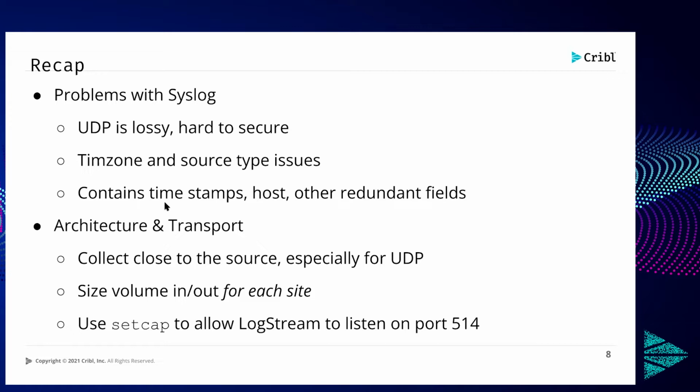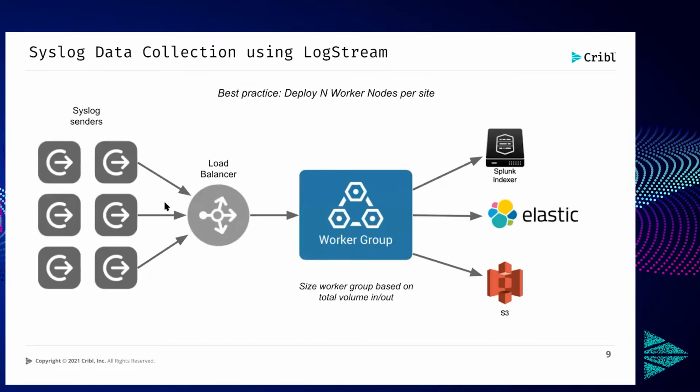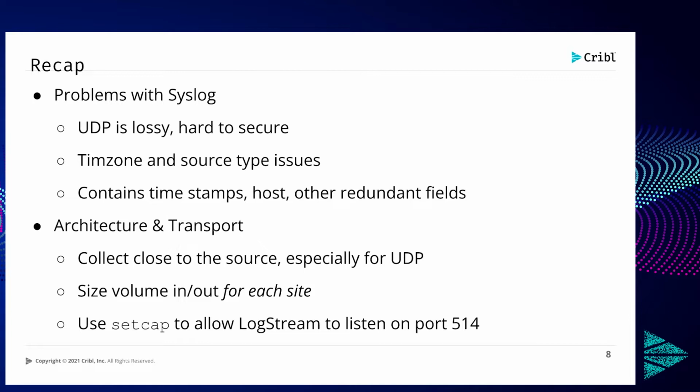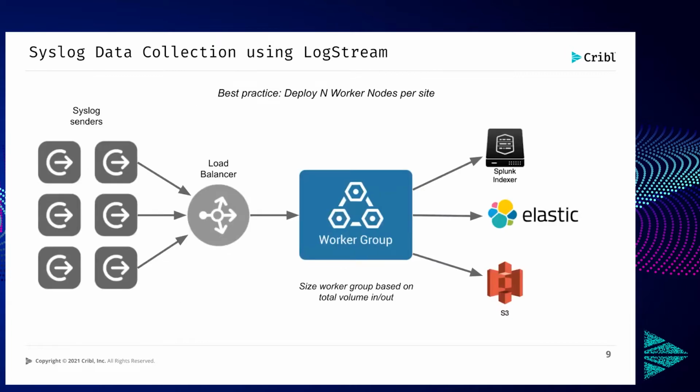So some of the things that we would recommend would be to, in fact, here, I'm going to jump to here and then come back to architecture. So here's a recommended deployment. Syslog senders might be sending in via UDP or TCP. They should always send through a load balancer.